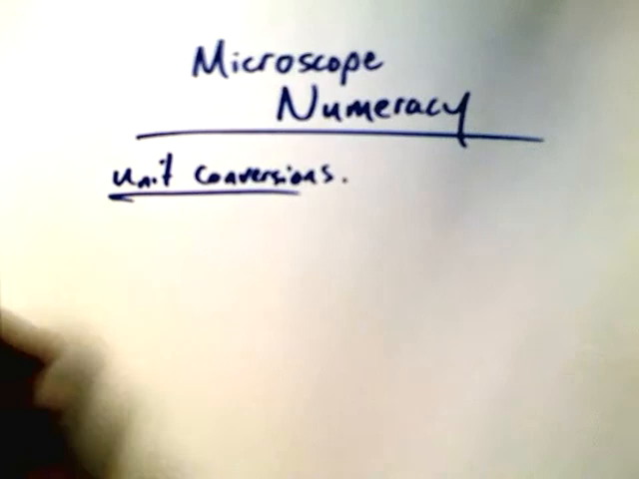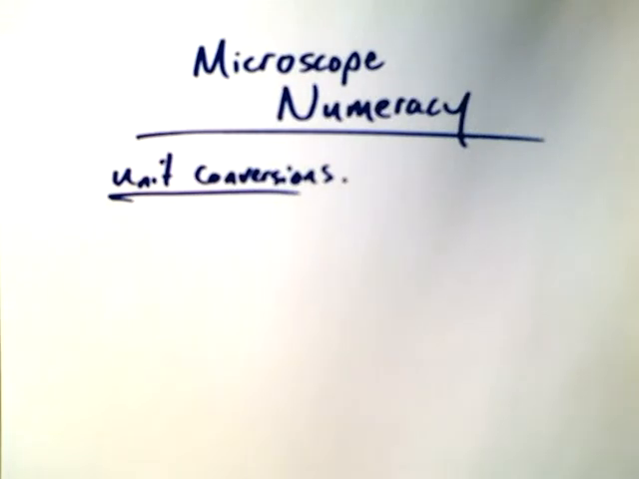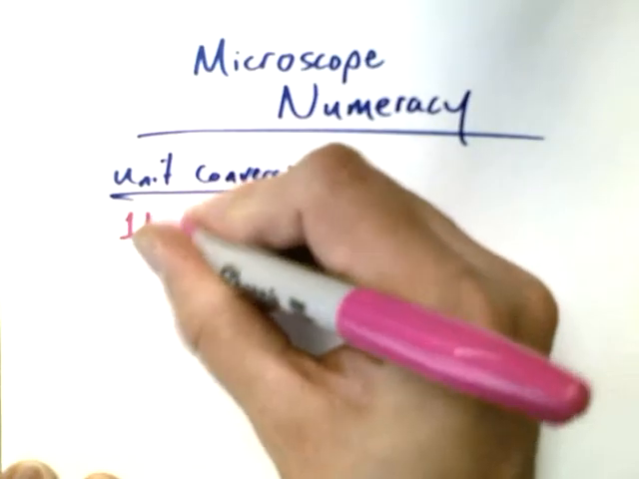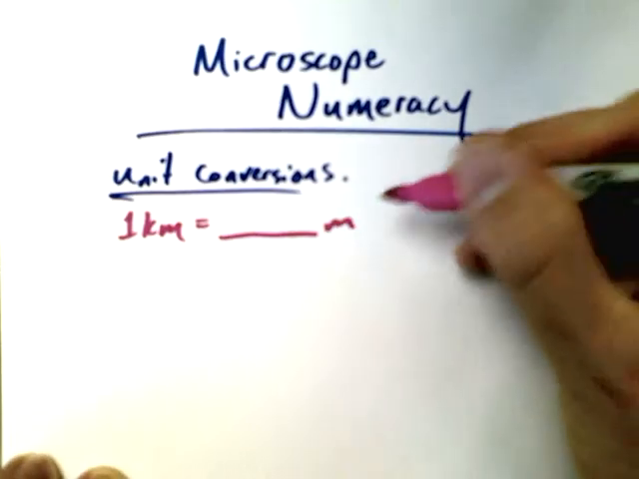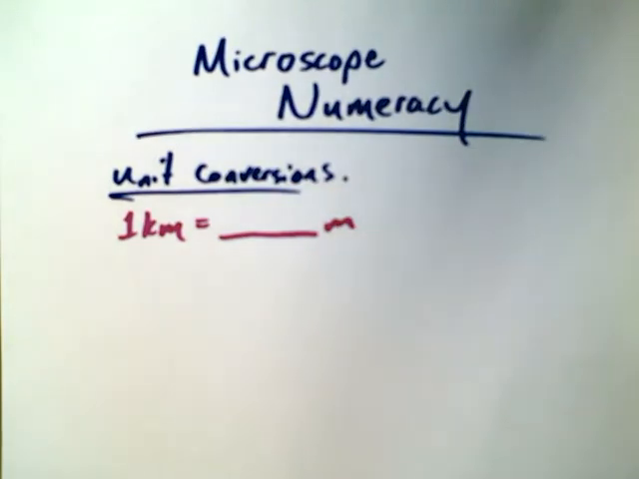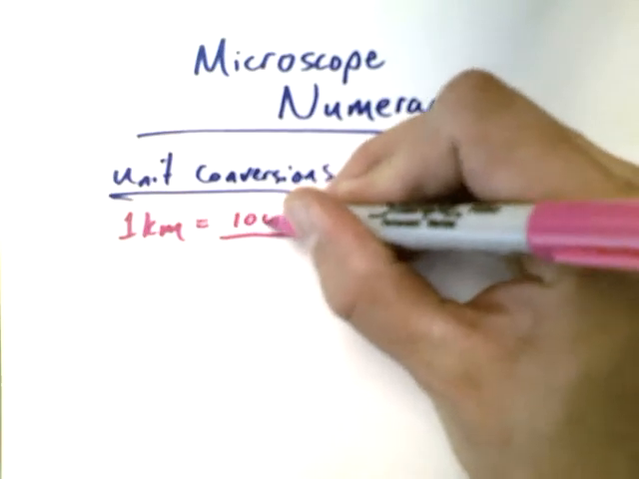Okay. Really simple unit conversions, ones that I really hope that people are familiar with before they even walk in the door today. Like for example, 1 kilometer equals blank meters. Can anybody feed me that answer? 1,000. Beautiful.